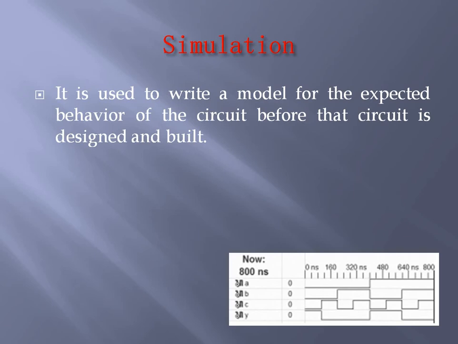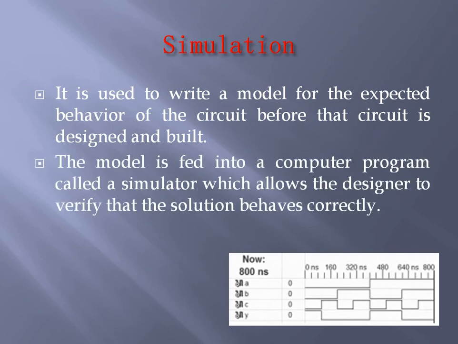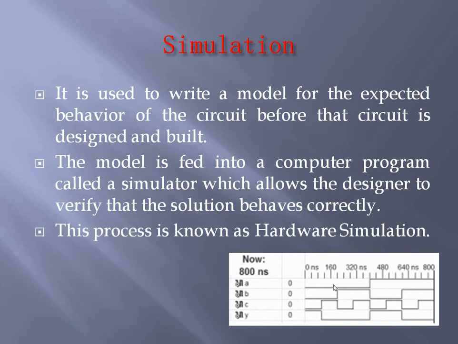So simulation is used to write a model. Writing a model, I mean, here we are writing the program for the expected behavior of the circuit before that circuit is designed and built. And then the model is fed into a computer program called a simulator, which allows the designer to verify that the solution behaves correctly. So in the example which I told you, it is working as a NOR, and for the NOR we want these particular outputs. For 0 0 0 it should be 1, and for all the others the output should be 0. And from this diagram we can watch and verify, yes, it is working perfectly.